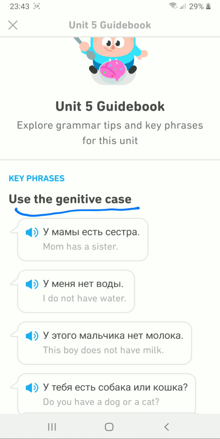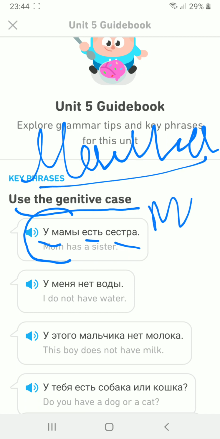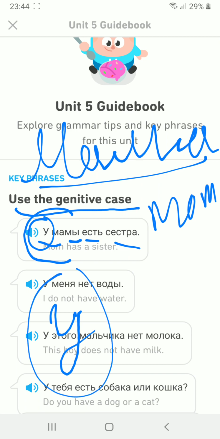So the use of genitive case: у мамы есть сестра. So here we see that there is this form of у мамы, мама. So мама is mom in English, right? So why do you have to change this? It's because of the у, and when you say у, so this means that this is у, in, so ou. Let's say it's у, yeah.